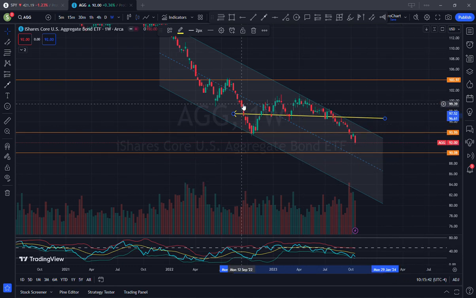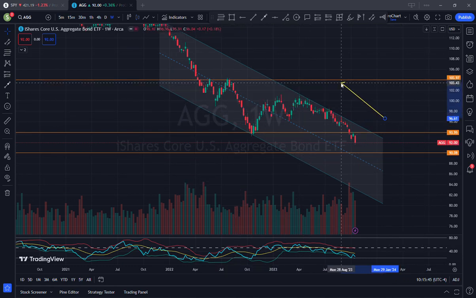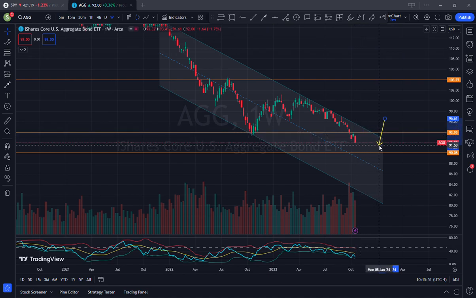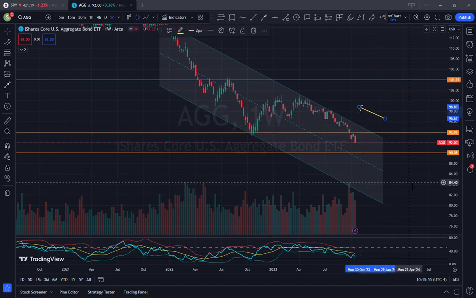All we did here was point out resistance. What was support became now resistance, and now we're looking for our next support. So that's all that we're talking about is support and resistance. Remember, do not invest or put your money into anything you do not understand. Take your time, learn what you need to know to make more money.